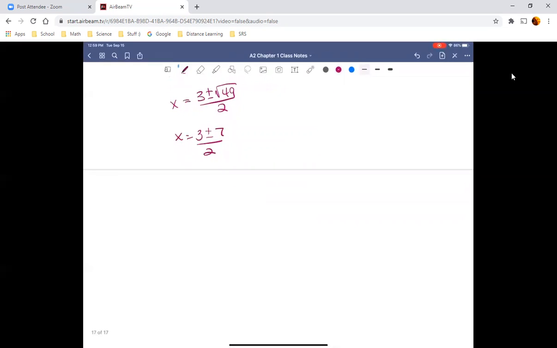So we need to simplify this down. There's actually kind of like 2 problems, because if we look at the top, remember how it's plus or minus? So we're going to rewrite that as 2 different ones. We're going to have 3 plus 7 over 2, or 3 minus 7 over 2. So x equals 10 over 2, negative 4 over 2, x equals 5, or x equals negative 2.